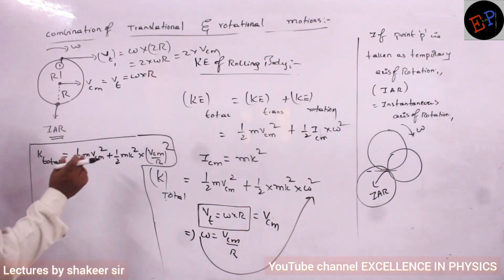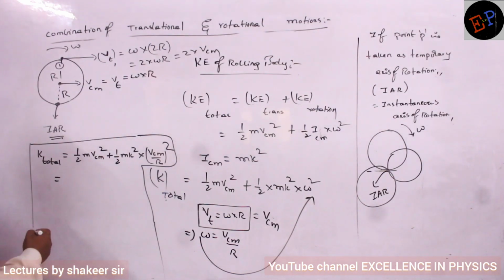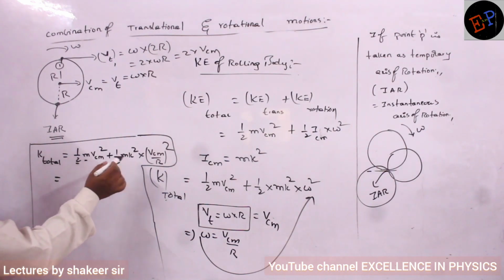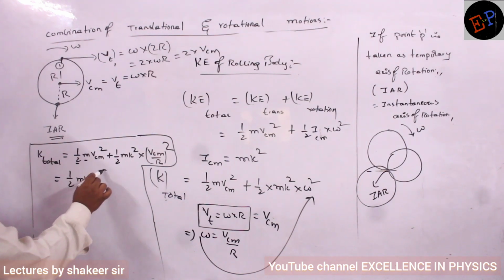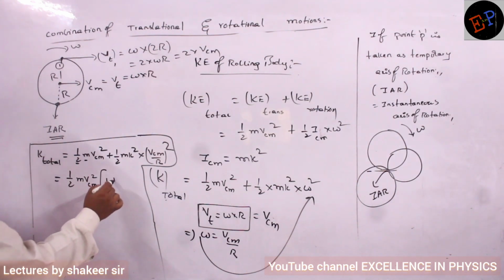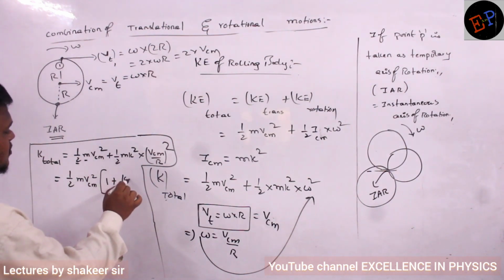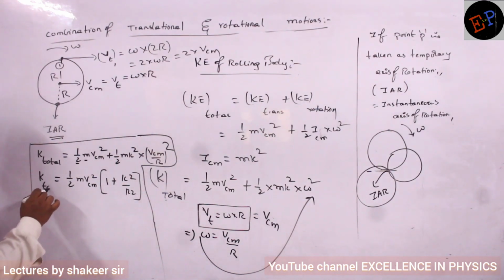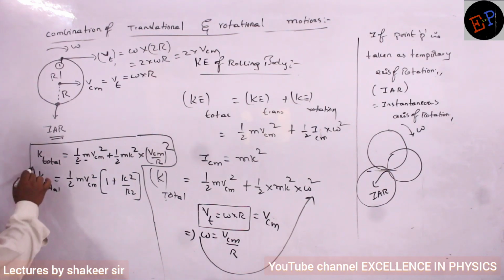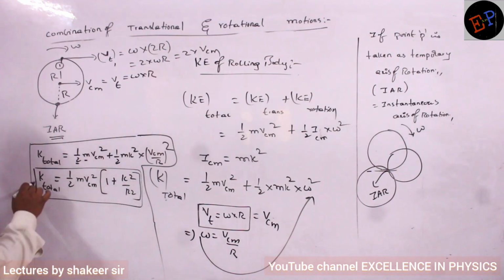Okay. Now let us see which terms are constant here. Half m V center of mass square is constant. And what terms am I left with? 1 plus k square divided by r square. So this is another equation to calculate the total kinetic energy of a body which is in rolling motion.